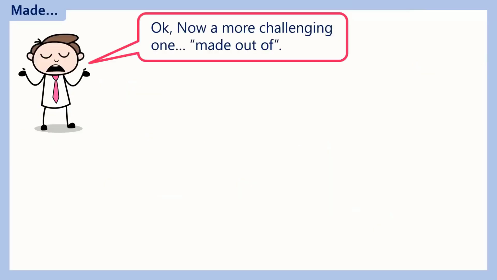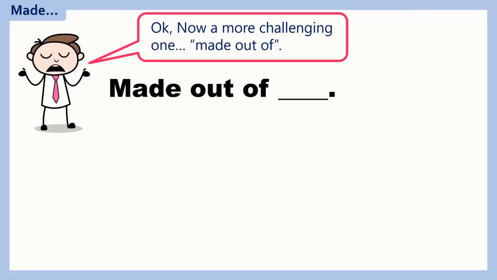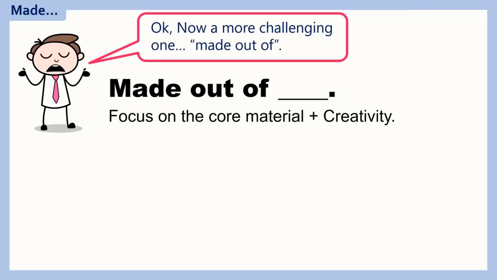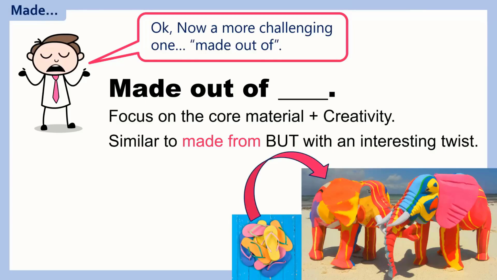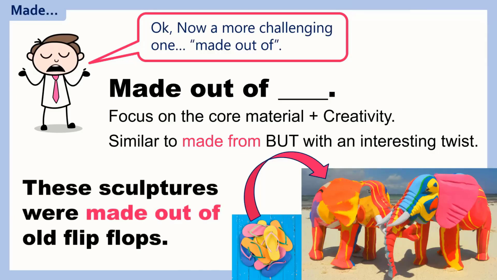Okay, now a more challenging one, made out of. Made out of means the focus is on the core material, but creativity is involved. Here's an example. So it's similar to made from, but with an interesting twist. Okay, so this is the core material right here, and it was turned into something else. You cannot see the original material. So you could say these sculptures were made out of old flip flops. So it means they are made from old flip flops. But there's a lot of creativity. So that's why we say made out of old flip flops.